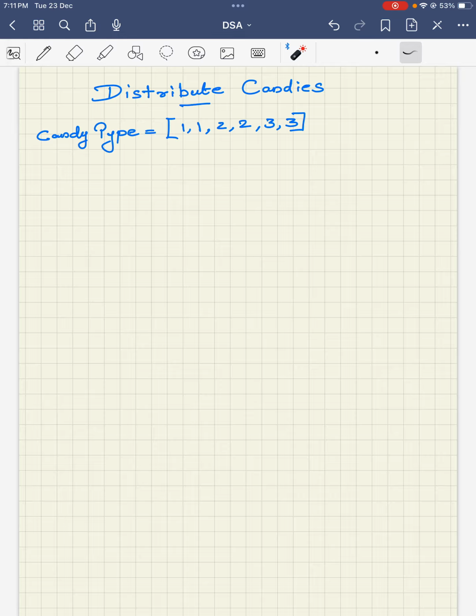So there is a person, X or Y, whatever the name. He or she likes candies very much, but is a little bit concerned about health. So on consultation, the doctor has suggested that whatever the number of candies you possess, you can have at most n by 2 candies.